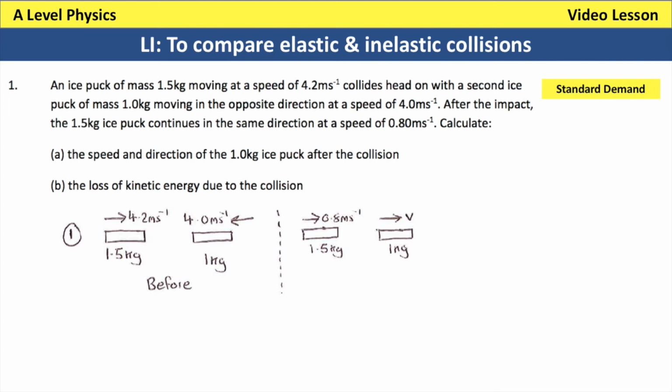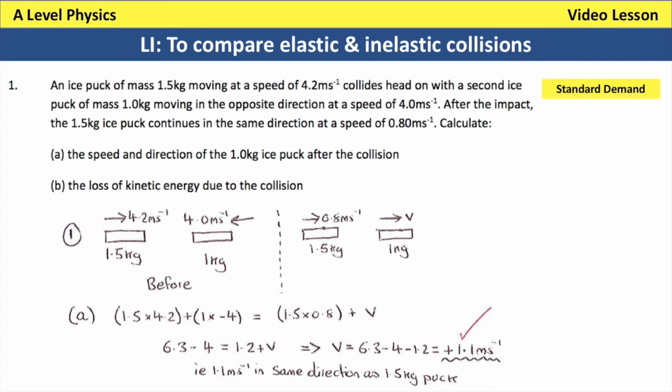Now, what you can clearly see, because we need the direction, we know that that 1 kilogram puck is going to have to change its direction because it can't just simply pass through the initial 1.5 kilogram ice puck. So we know that the direction is reversed. We then apply the conservation of momentum to this by doing 1.5 times 4.2 gives the initial momentum of the first ice puck. Then add to that 1 times minus 4 because the other ice puck is moving in the other direction. And that will give us what the actual momentum before the collision is.